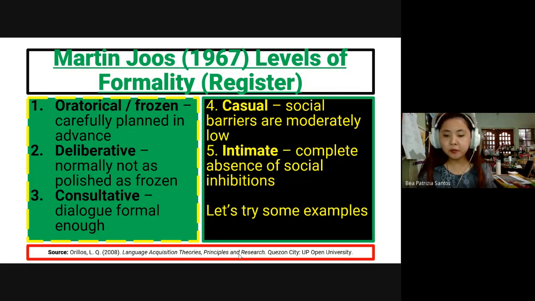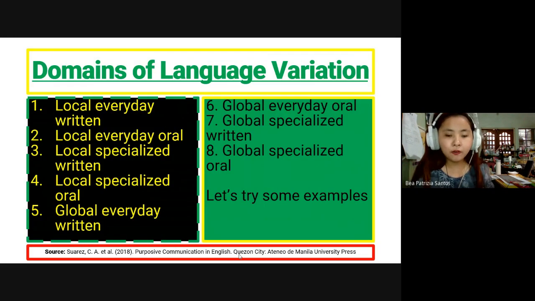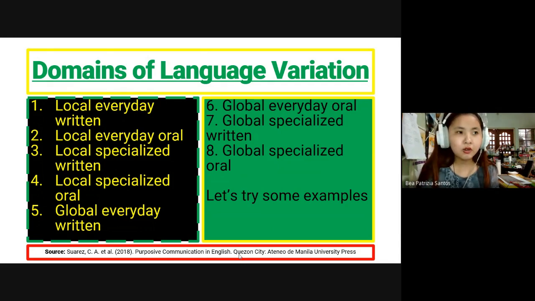Aside from the register or levels of formality, there is something that we call domains of language variation. I will let you read that on your own. I will just give examples. The first one, these are the communication that you see on neighborhood posters. Posters like for rent or missing dog.